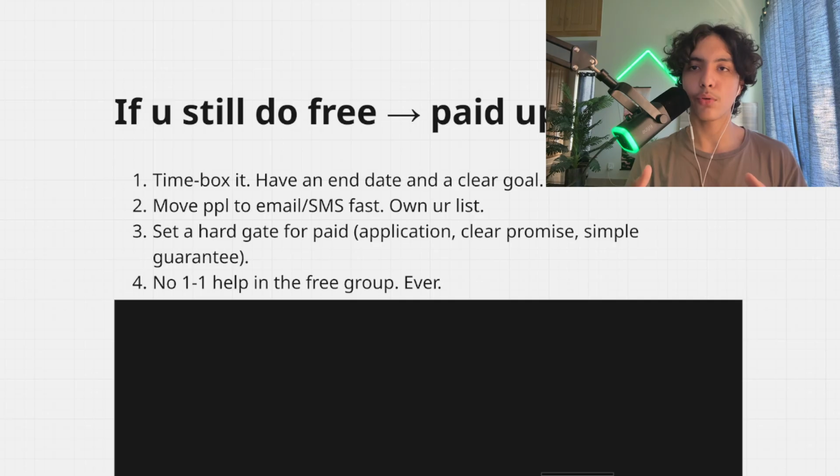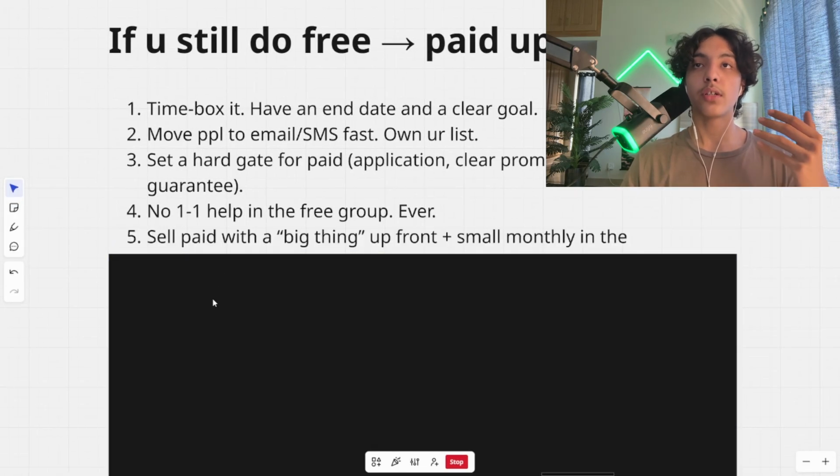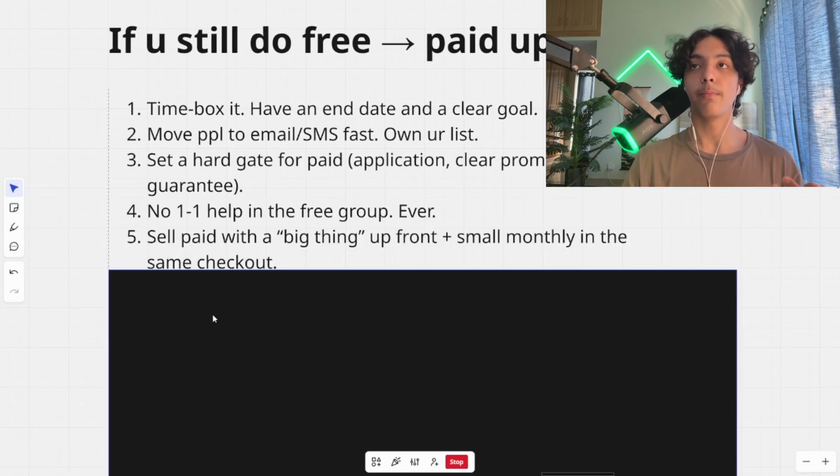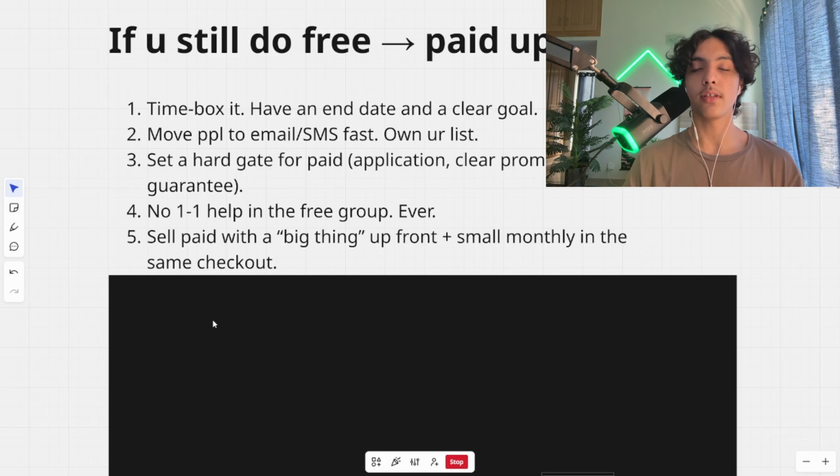Don't try to pamper your free community members. You need to make them understand, hey, this is just an entry level. The real thing is in the paid community. You need to make them realize that. Now, number 5 is that you want to sell the paid with a big thing up front, plus a small monthly in the same checkout.